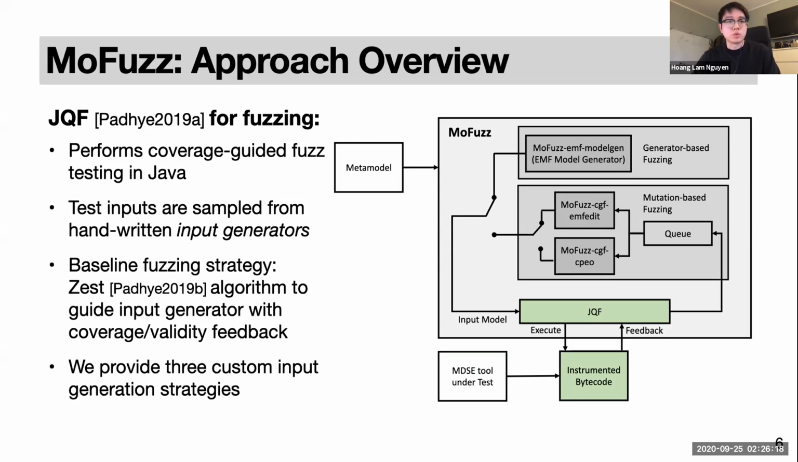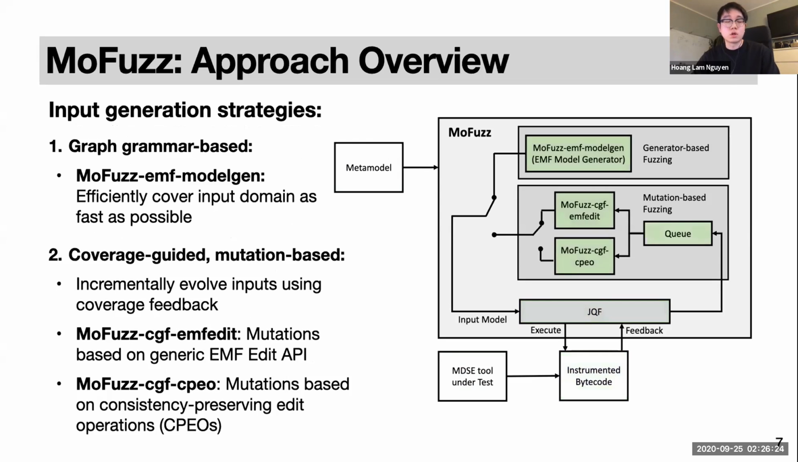We adapt this input generation strategy by providing 3 custom input generation methods. Our first technique is a graph grammar-based one called MoFuzz EMF Model Gen, which attempts to efficiently cover the input domain as fast as possible. Our second and third approaches are coverage-guided and mutation-based, which thus aim to incrementally evolve inputs using coverage feedback. We implement this using 2 different sets of mutation operators, one based on the generic EMF edit API called MoFuzz CGF EMF edit, and a set of mutation operators based on consistency preserving edit operations called MoFuzz CGF CPEL.